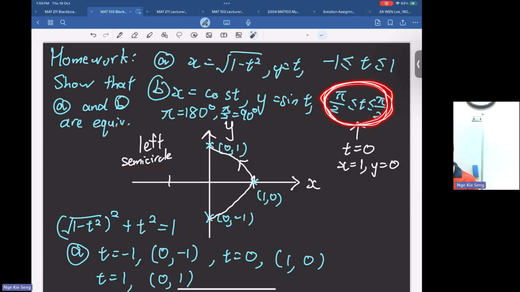interval here doesn't tell you which circle to get. It just tells you the direction it should go. So you should go from negative pi over 2 to pi over 2. It doesn't tell you which side you have; it only tells you the direction of the curve. To get which side of the circle you have, you need to check the points here. So check what happens at t equals minus pi over 2 and t equals pi over 2 also.